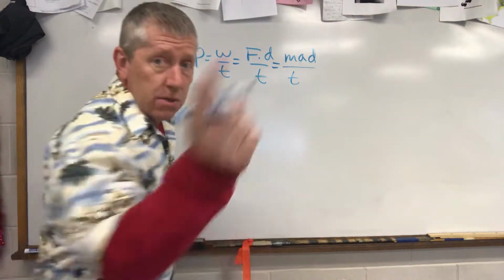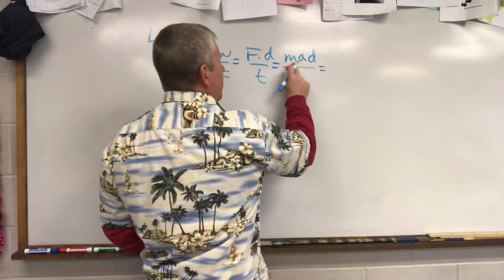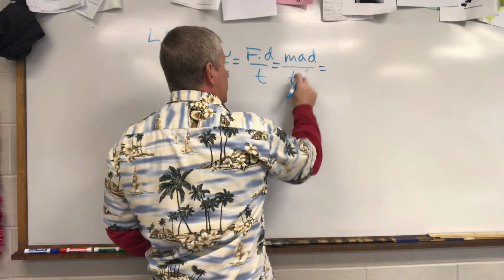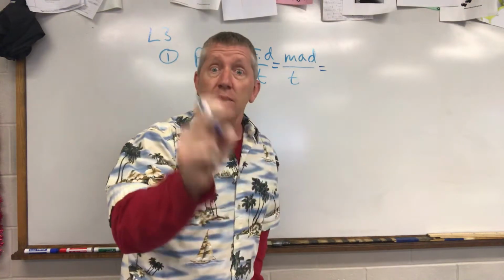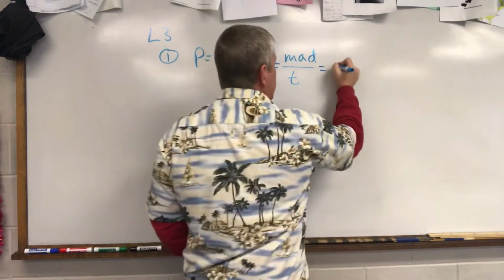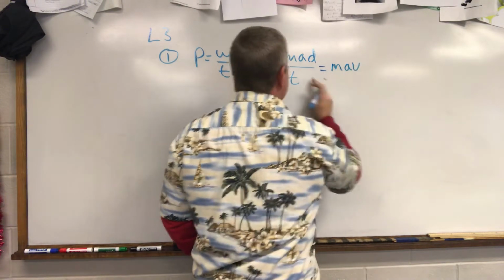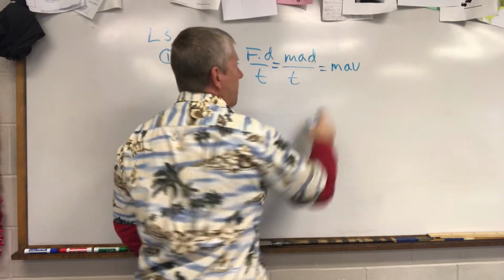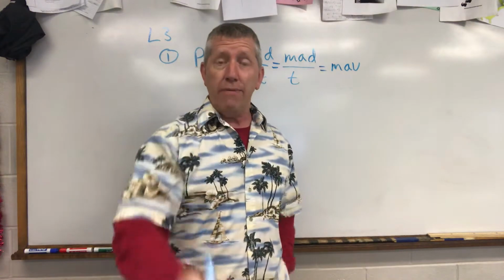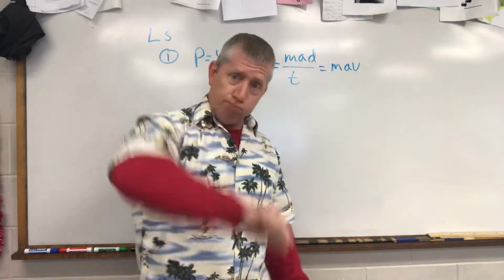We could also look at it and do this. That MAD over T, D over T, distance over time. Distance over time is velocity. So we could write this as MAV, distance over time is velocity. MAV, crash and burn, MAV, Top Gun, 1986. Right?